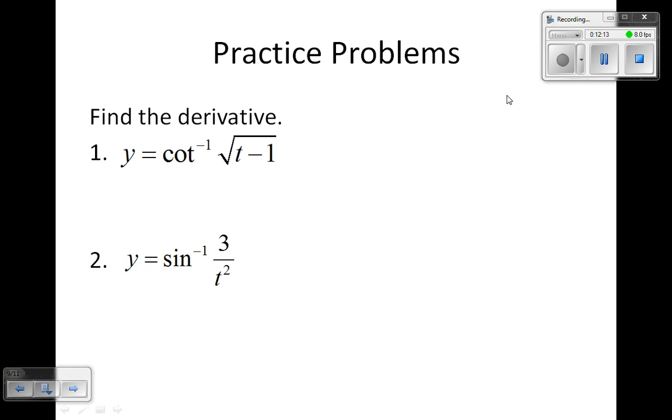Remember, go ahead and hit pause, really try them yourself, see how you do. You can look at your formulas from the notes, and then after you think you got it, go ahead and hit play again, and I have the answers in a sec.